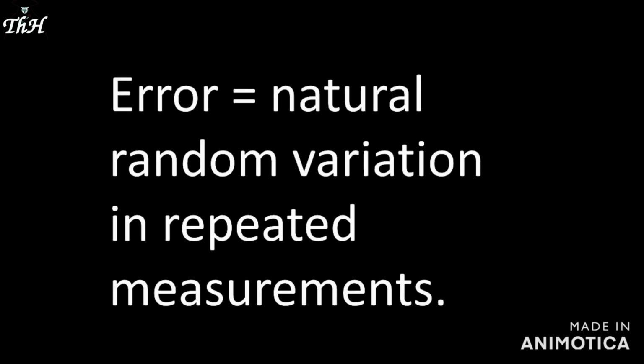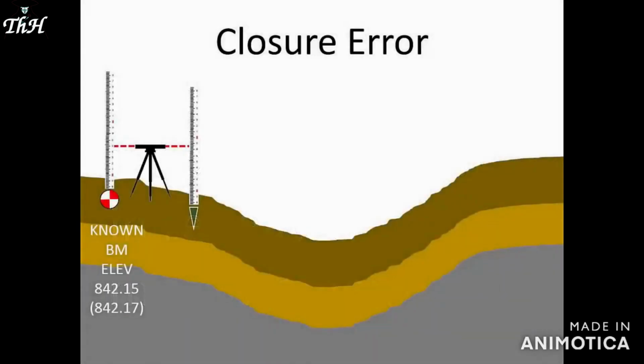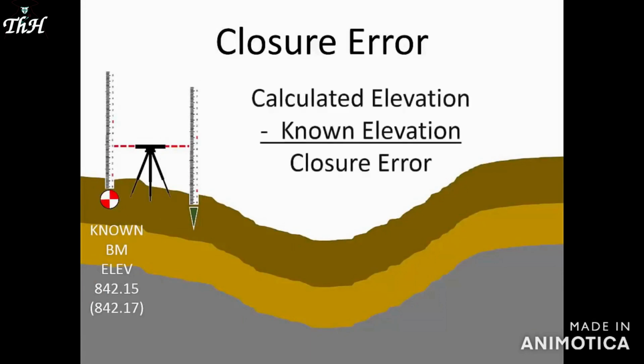If the level rod is not completely vertical at the time of reading, there will be a small error in the measurement. These and other error sources will largely, but not completely, cancel each other out. The remaining error at the end of our level circuit is called closure error. Now, to compute closure error, we're going to subtract the known elevation from the calculated elevation at the benchmark where the level circuit ends, where you can see over here on the left.